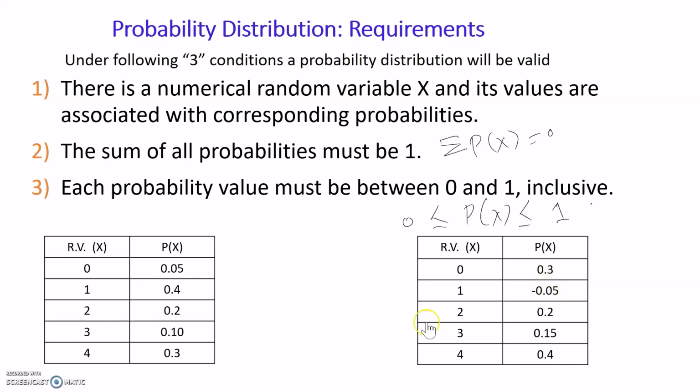So the sum of all probabilities must be 1, and we don't allow a negative probability, right? For this reason, this is not a probability distribution. This is not a probability distribution because the sum is not equal to 1. And this is not a probability distribution because we have a negative probability.